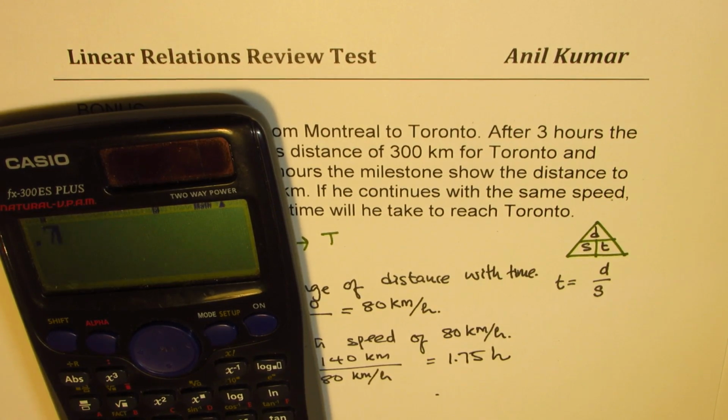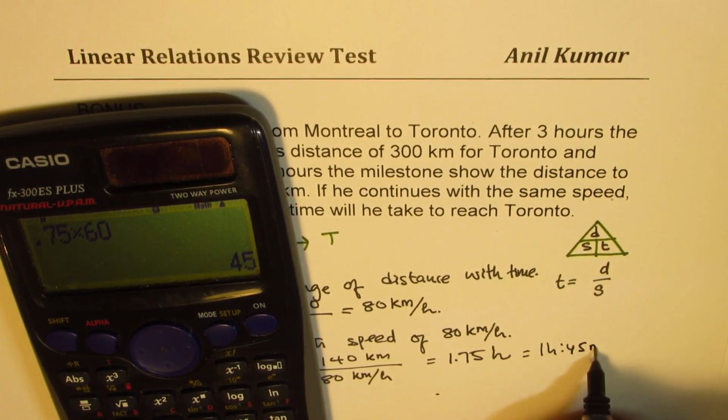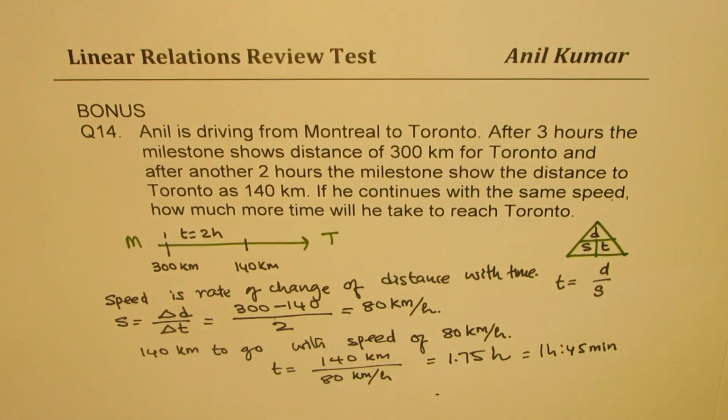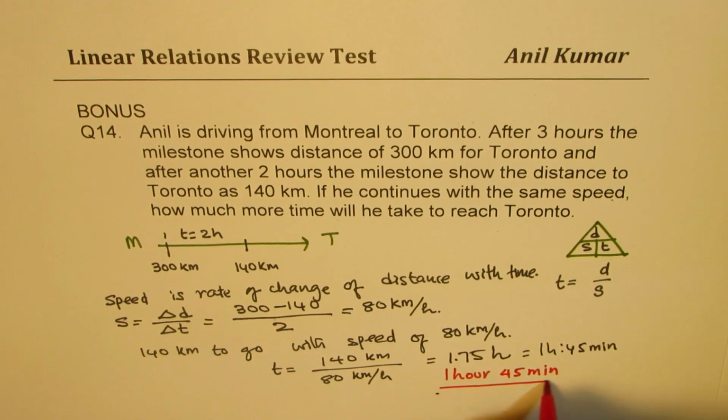So 0.75 could be written in minutes, right? Times 60 equals 45. That means 1 hour, 45 minutes. Does make sense. So that is how this question is going to be solved. So our answer here is 1 hour, 45 minutes. So I hope all the steps are absolutely clear. This is a very important question. Slightly difficult though. So it's a bonus question for you.